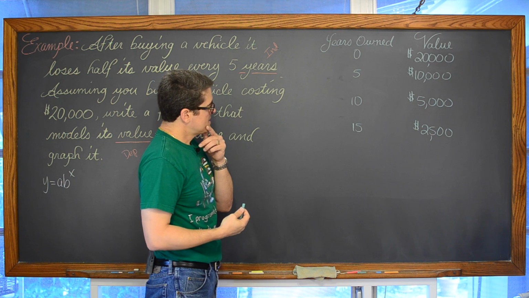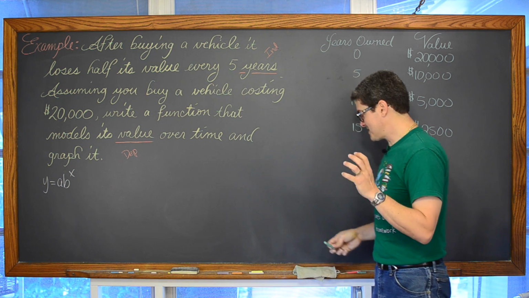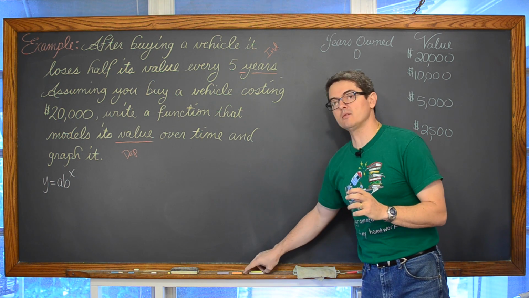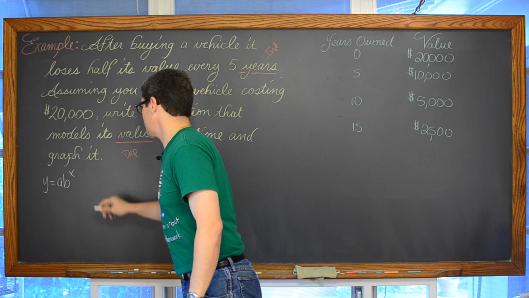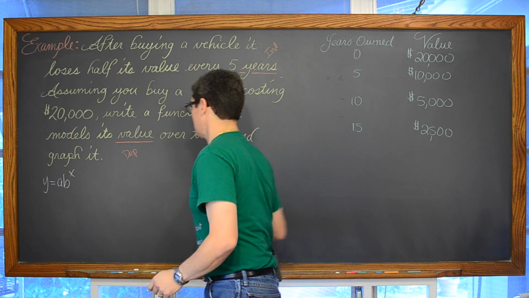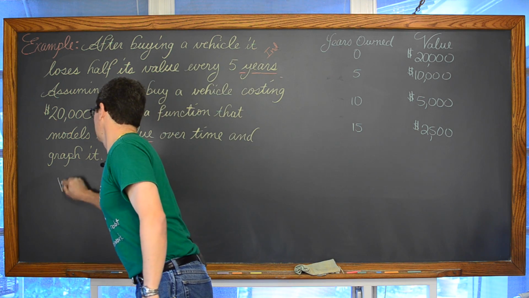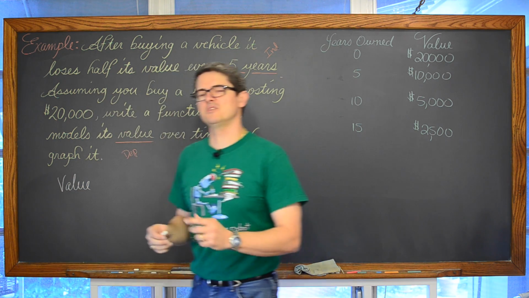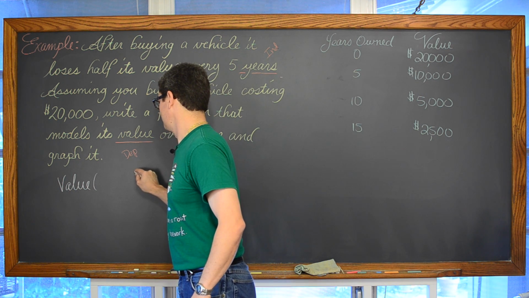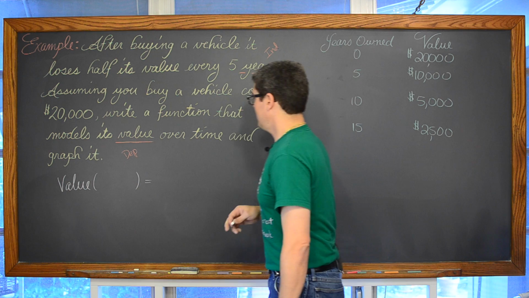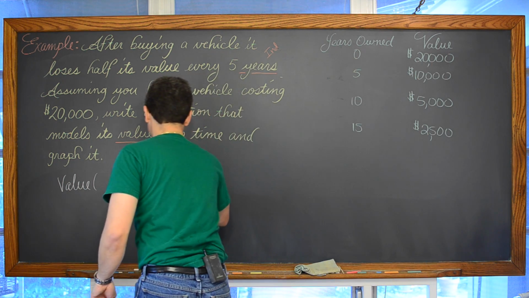So now I have a dilemma, and this is why it's important for you to state what your variables represent when you write an equation. Let me put this in words now that we're doing the real problem. The value of the car, using a little function notation, is going to be dependent on some kind of variable, and it looks like we're starting with our initial value of 20,000.